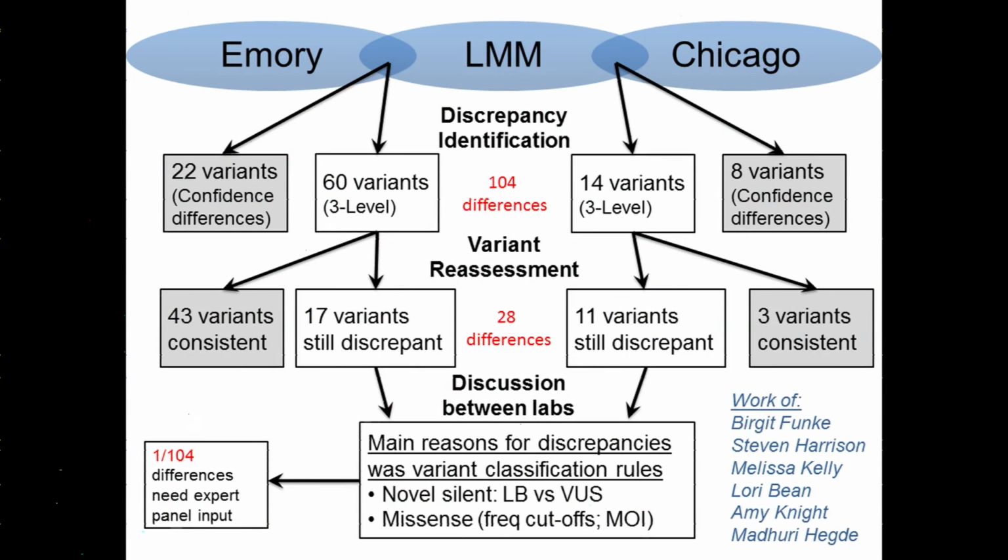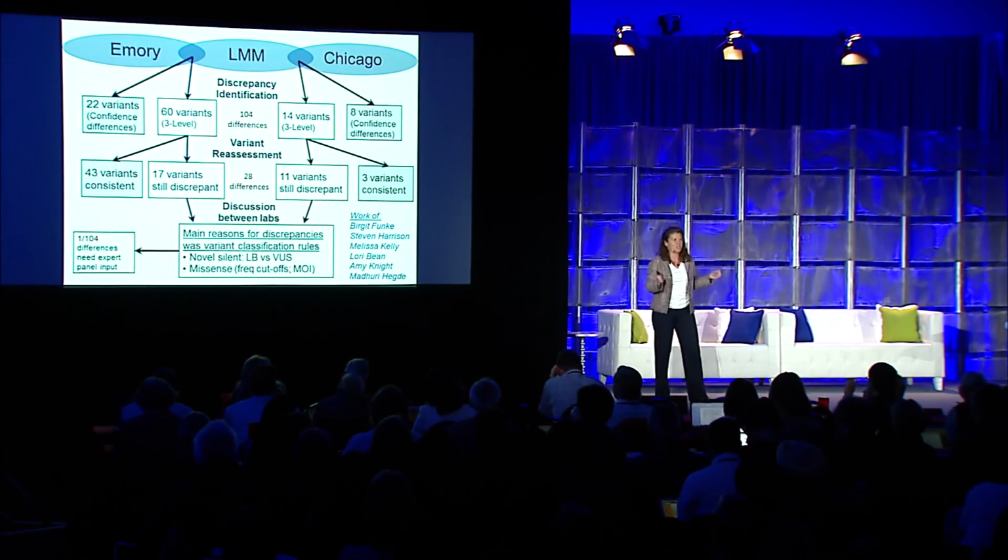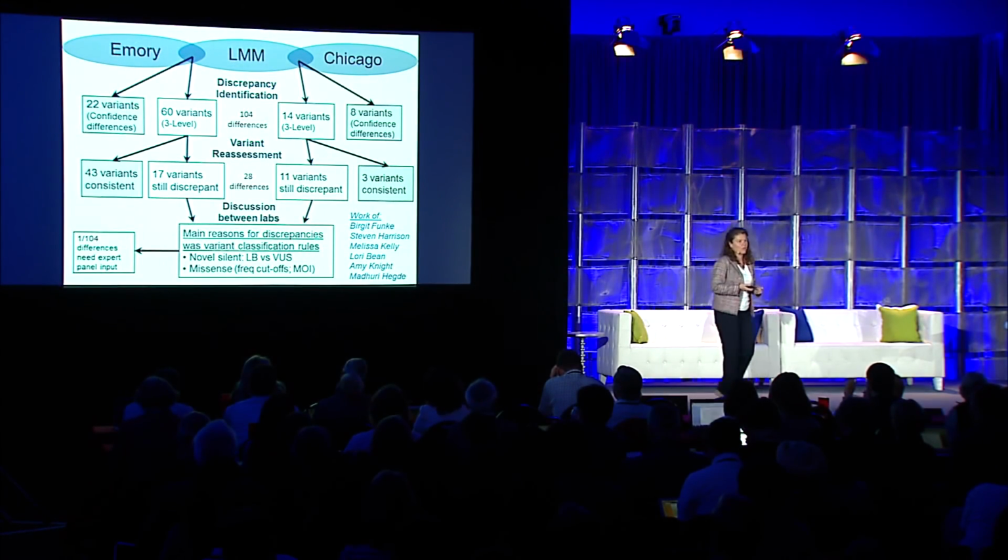So now, after we identify these differences, because we're aggregating all this data together, we can then start to resolve them. And this was from the first set of submissions that my lab and Emory in Chicago put in. Across our submissions in the first round, we had 104 differences. We immediately exchanged our evidence across all of those variants, and immediately were able to resolve 75% of those differences by just sharing the evidence that supported our conclusions. And we agreed with each other when we saw that data.